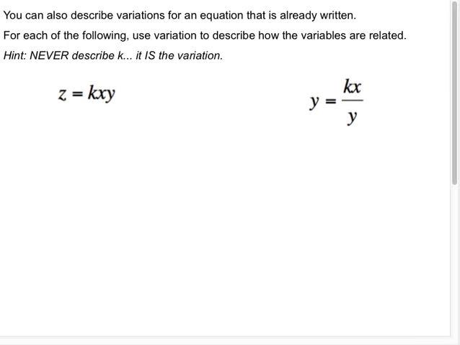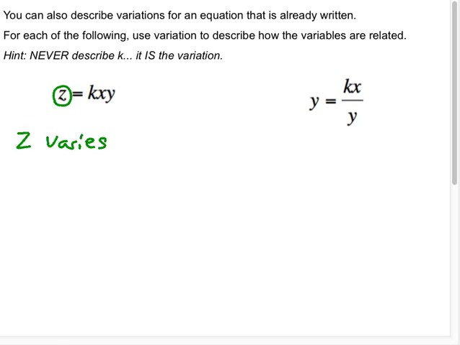All right, so the last skill I want to briefly go over is if I give you an equation, you should be able to describe the variation to me. So this relationship goes both ways. I can give you the information and then you make the equation, or I can give you the equation and you tell me what type of variation it is. So how it works is you always look at what's over here.